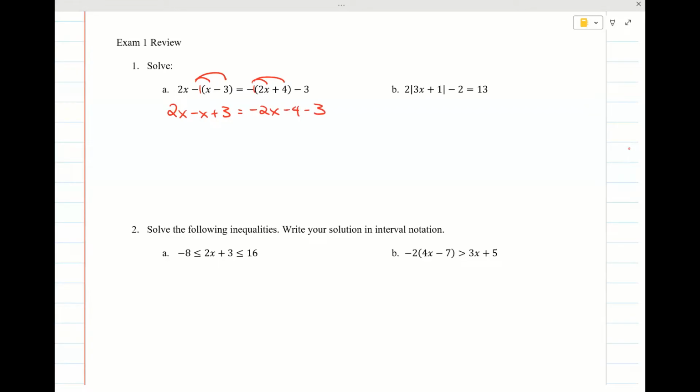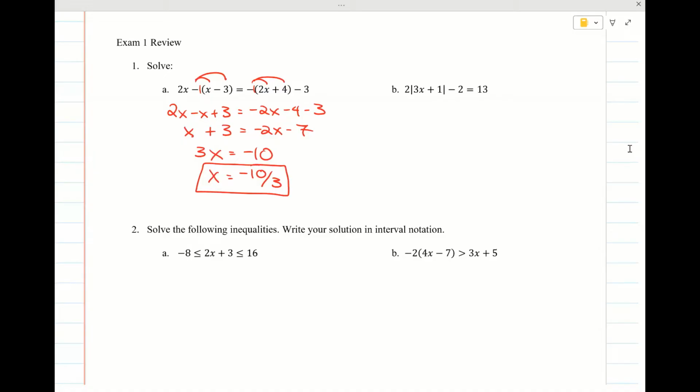Combining our like terms, we could combine x's here. X plus 3 is equal to negative 2x minus 7. Bring the x's on the same side and bringing the 3 over. Dividing by 3 finally gives us negative 10/3.